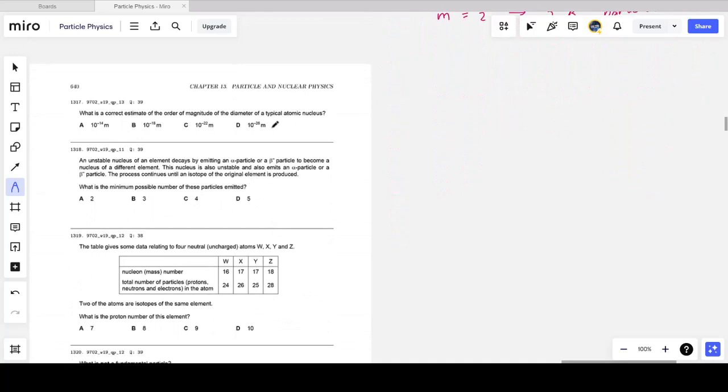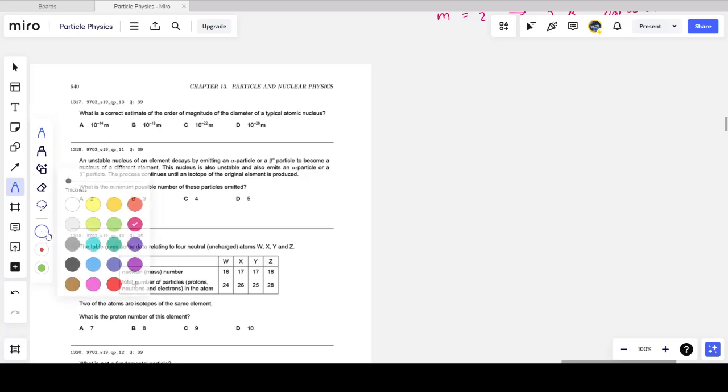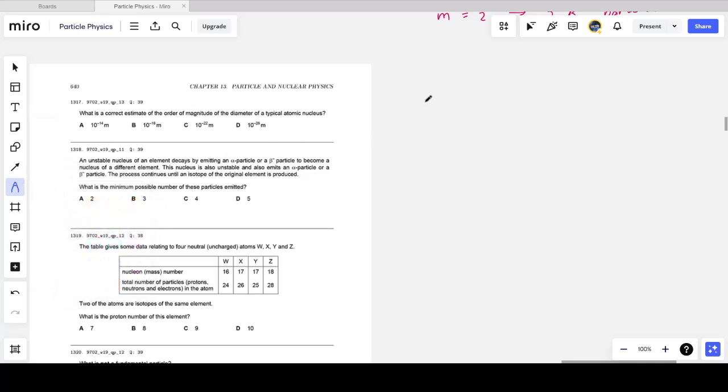The next question is 1317. It's on the summer 2019 exam. It's question paper 1, variant 3, and question 39 from that paper. We are asked the correct estimate of the order of magnitude of the diameter of a typical atomic nucleus. Now, to be quite honest, this is something that you're probably just going to have to remember.